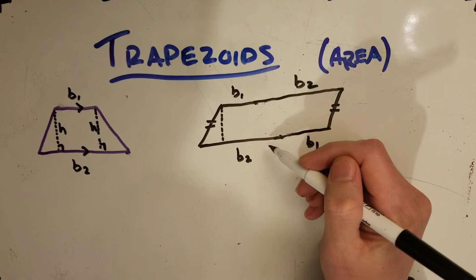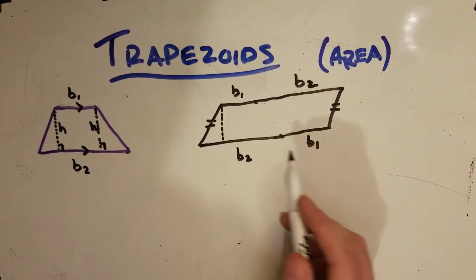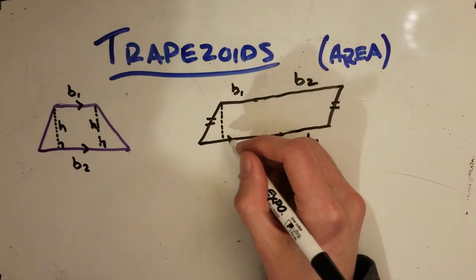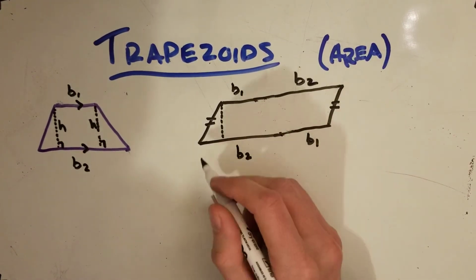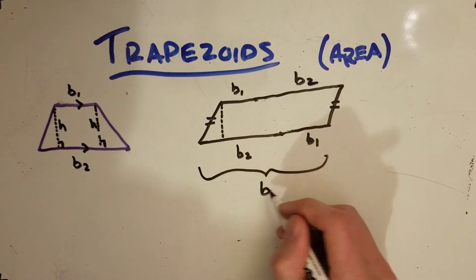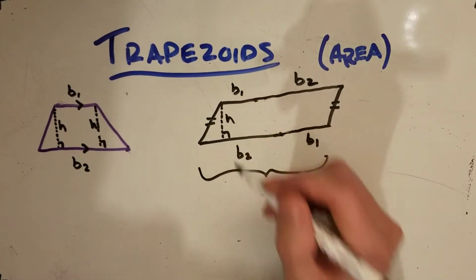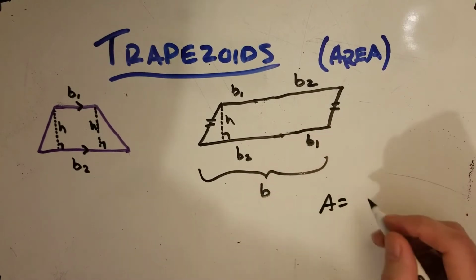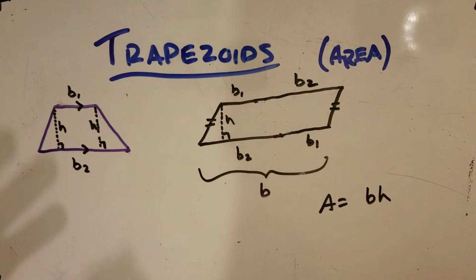These opposite sides would be parallel and congruent. Together they're B sub 1 plus B sub 2, B sub 1 plus B sub 2. These opposite sides are congruent, and we end up with a parallelogram here. So if we wanted to find the area of this parallelogram, we'll call this whole length B, and we'll call this the height of the parallelogram. Our area would be the base times the height. That's what we know about parallelograms.